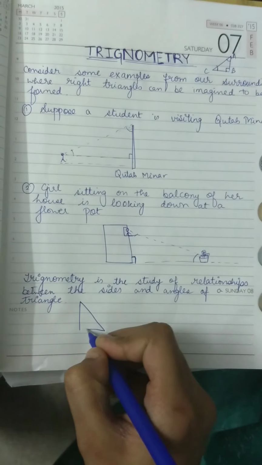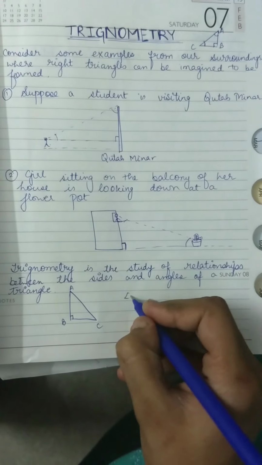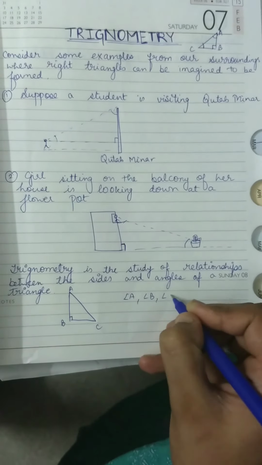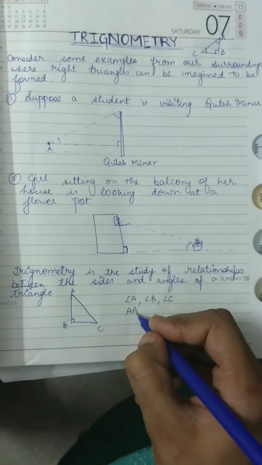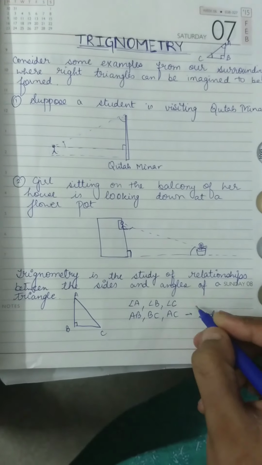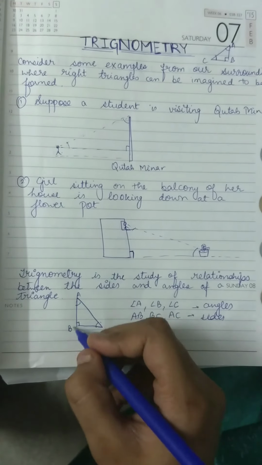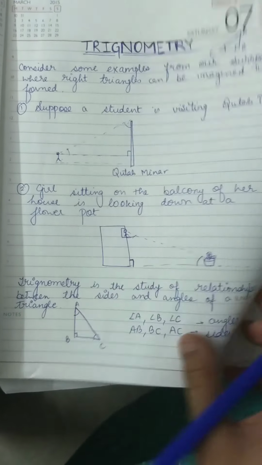See, this is a triangle ABC. So angle A, angle B and angle C are the angles of this triangle, and AB, BC and AC are the sides of the triangle. So there are 6 elements of a triangle where 3 are the angles and 3 are the sides. So what are the trigonometric ratios?